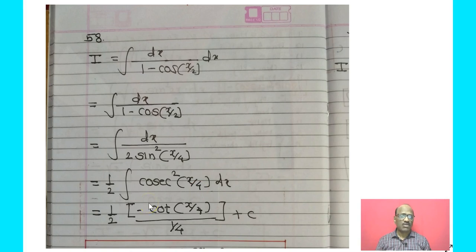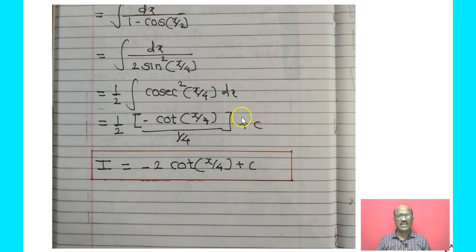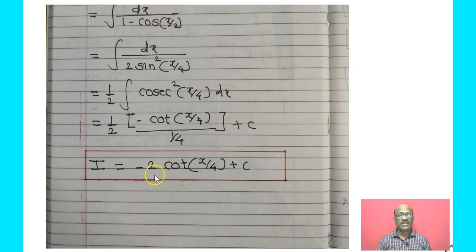And the derivative of cot of x is minus cosec square x, and hence we can write 1 upon 2 into minus cot of x by 4 upon the coefficient of x, which is 1 by 4, plus c. Hence the answer is I is equal to minus 2 cot of x by 4 plus c.